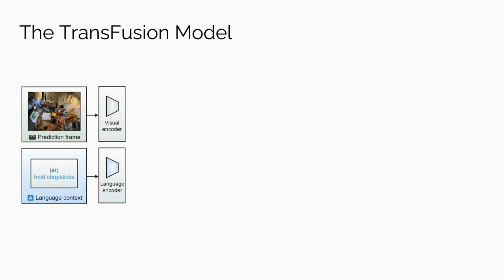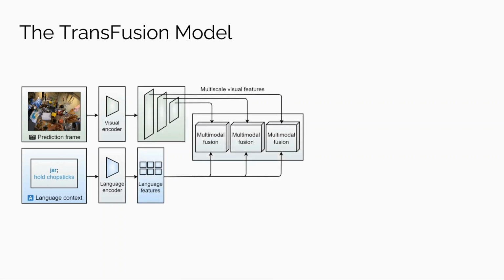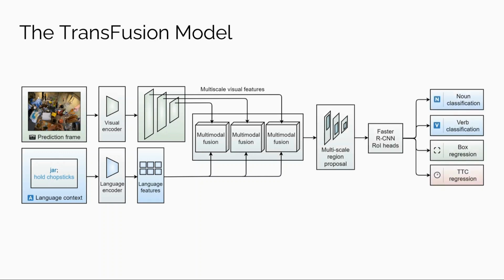We use a convolutional visual encoder and a large language model to process the input prediction frame and language context. Transformer encoder layers then fuse the obtained visual and language tokens in parallel at multiple feature scales. Afterwards, the fused visual tokens are gathered into the original feature map shape before being fed to the Faster R-CNN classification and regression heads.